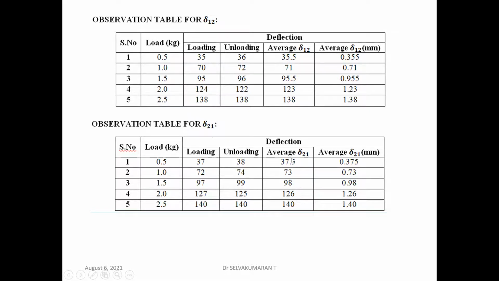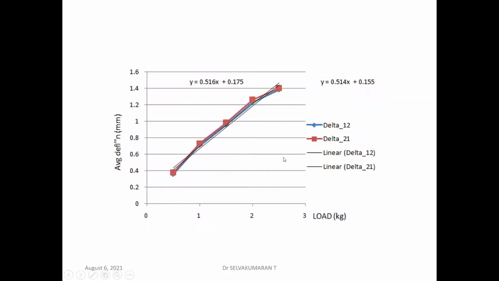You're just interchanging the location of the anchor as well as the location of the dial gauge. So these are the plots, x-axis load in kg and y-axis average deflection in millimeter. You can see two plots. You could see the deflection is almost 0.514 and 0.516, almost the same.